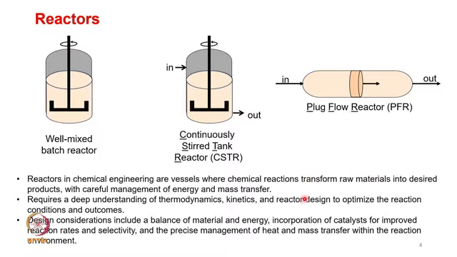So, again we could just start with reactors. Reactors are chemical engineering vessels wherein chemical reactions take place and transform the raw material into the desired product. When a reaction is taking place, we are implicitly assuming that we are carefully managing the heat and mass transfer, or energy and mass transfer, because for a reaction to happen, careful control of energy and mass transfer is required.